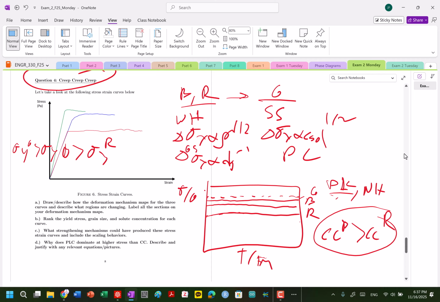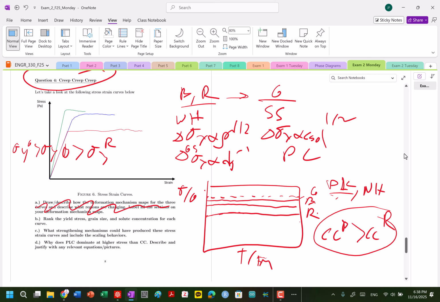Now, if I'm comparing my blue and my red to my green curve, it kind of depends on what the starting material state was. But basically, when I do the solute strengthening mechanism, it will not change the Coble creep region at all. So it'll be exactly the same. Excellent.